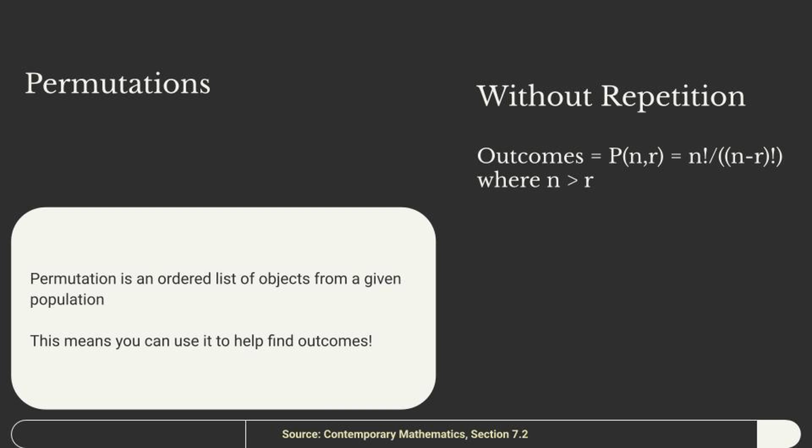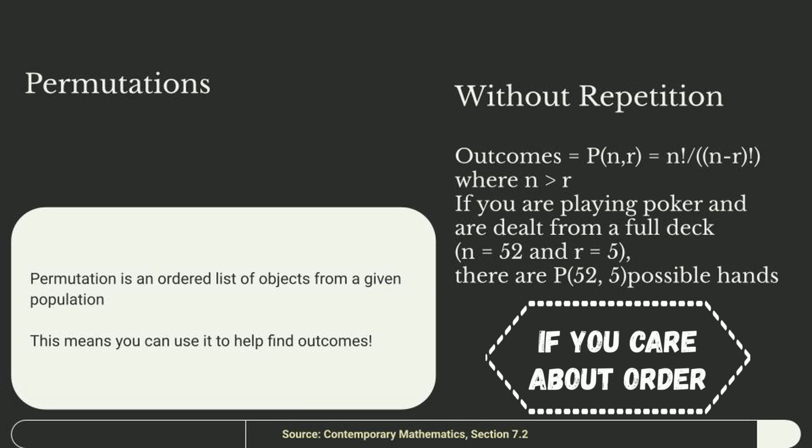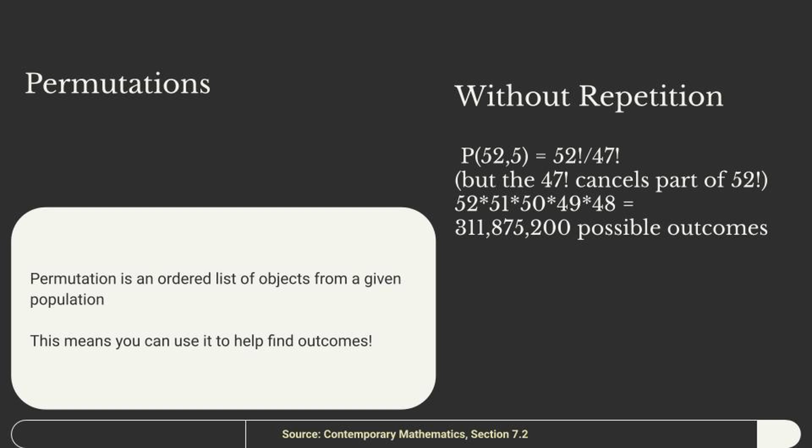Example time. Let's say you were drawing 5-card hands from a full deck. There are 52 permute 5 possible hands for you to draw if you're paying attention to the order in which you receive the cards. As that is 52 factorial divided by 47 factorial, there are a lot of possible outcomes. 311,875,200 to be exact.